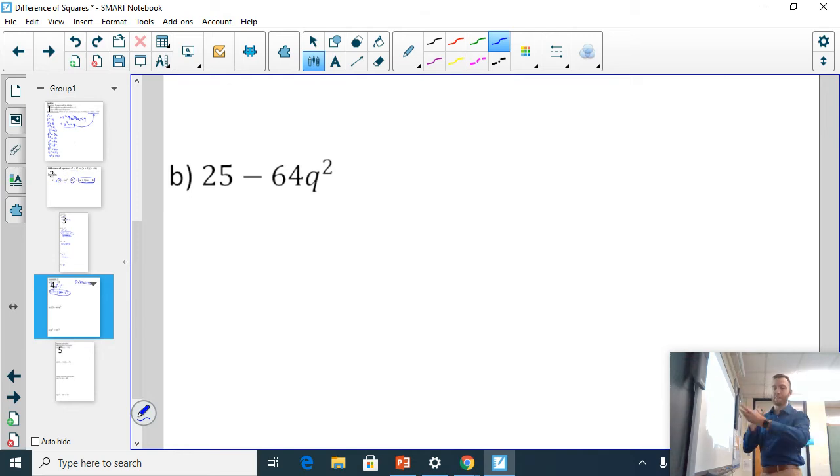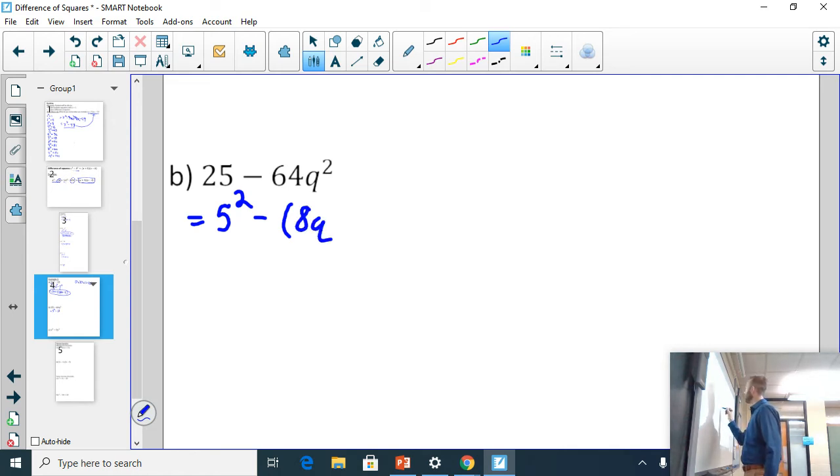Same idea, except now also the order matters, right? So this, we know 25 again, that's 5 squared. We should recognize that one right away. Now it gets a little weird, but let's just think about it. 64, we should recognize that as a perfect square too. That's going to be 8 squared, but we also have that q squared tagged on. So really, it's 8q put together squared. Just like the last one, except now the two terms are kind of flipped.